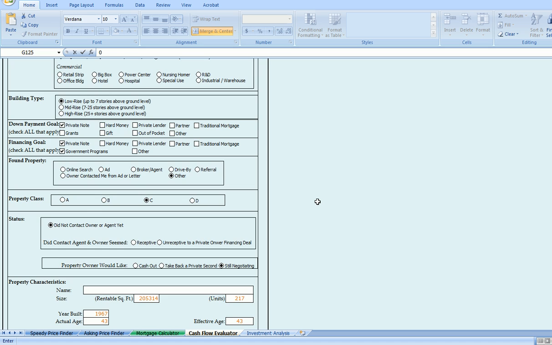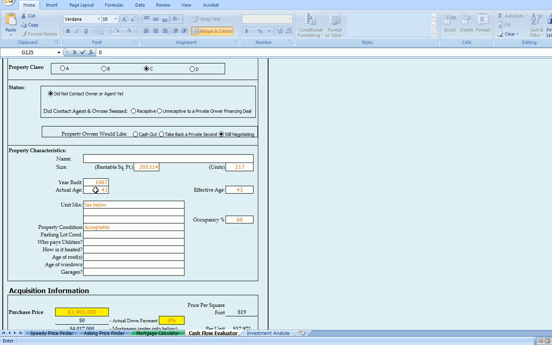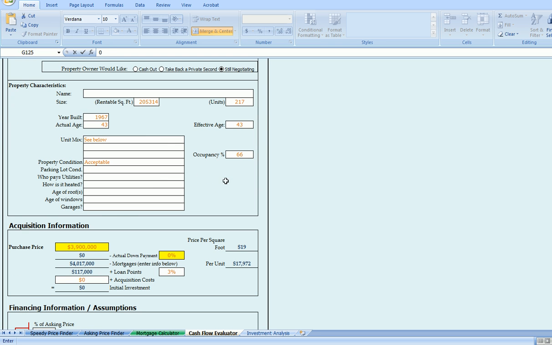Okay, so we're going to go ahead and take this information, and I pre-filled a lot of it just to go through this a little more quickly. I already put in the rentable square feet, the amount of units, the year built, the effective age, and the actual age, which 9 times out of 10 are usually the same. Sometimes the effective age will be slightly less than the actual age depending on the wear and tear of the building itself. 66% occupancy level.